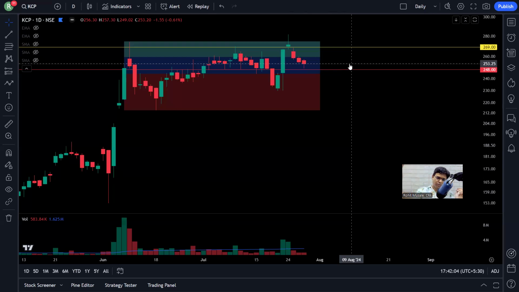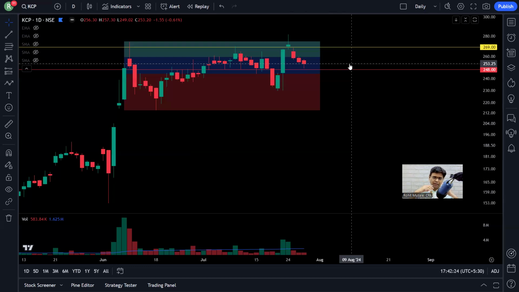Because it closed above the yellow line. So overall, there is not much loss on this trade as originally expected, 8%, no. My total loss on this trade, if it hits my stop loss, is going to be even less than 3 or 4% overall.